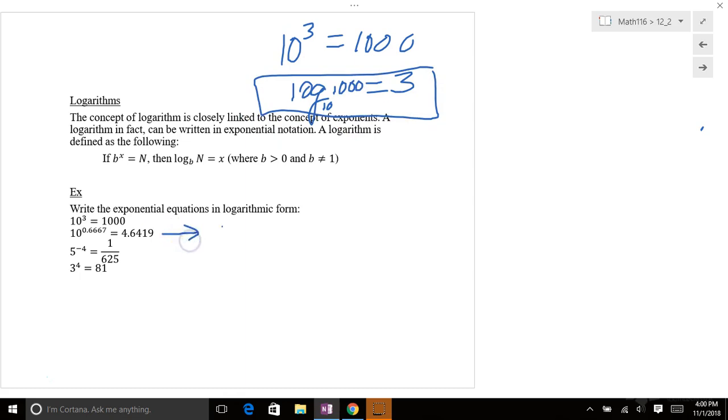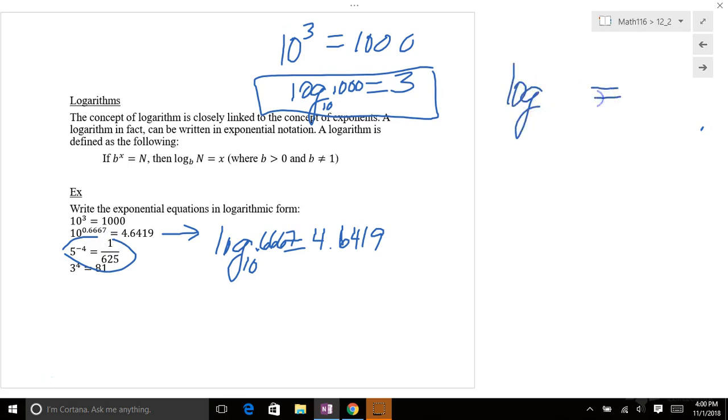The next one right here, let me write the log and the equals. So 10 to the 4.6419 equals 0.6667. There's the logarithmic form. The next one, 5 to the negative 4 equals 1 over 625. I'm going to write my log, write my equal, and I'm going to go 5 to the negative 4 equals 1 over 625. There's my logarithmic form.